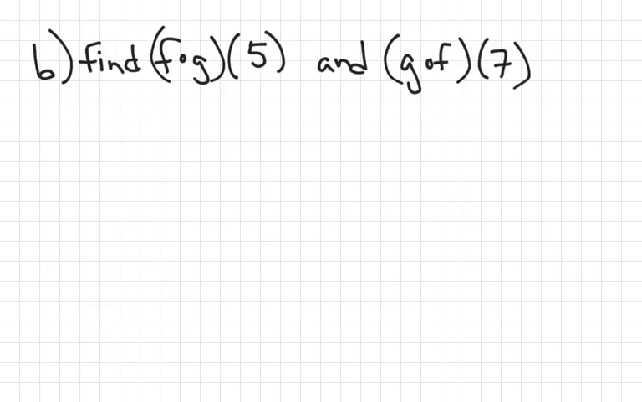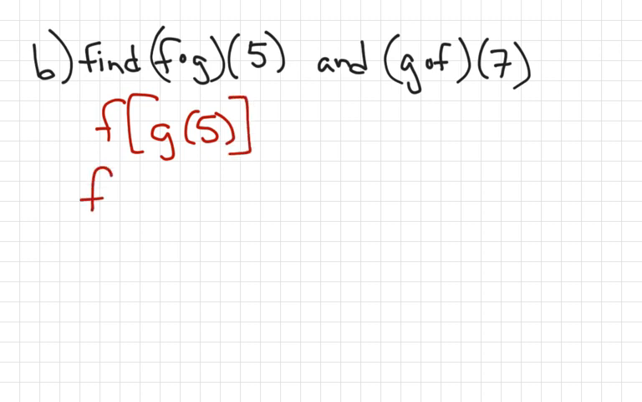Now let's find f of g of 5 and g of f of 7. So that says plug 5 into g first and get an answer. So g was x minus 3, 5 minus 3 is 2. We're going to take that output of 2, and now it becomes the input of f. Well, f was x squared, so 2 squared is 4.